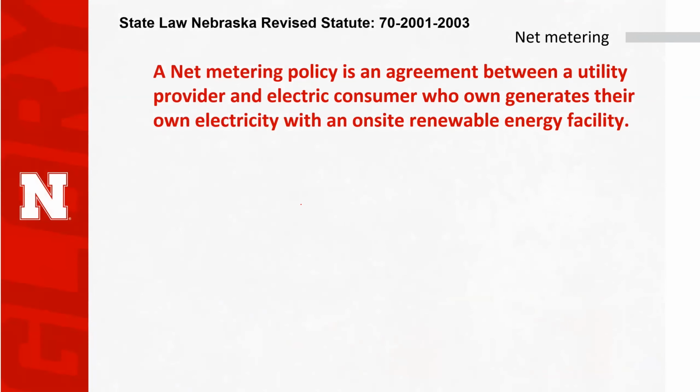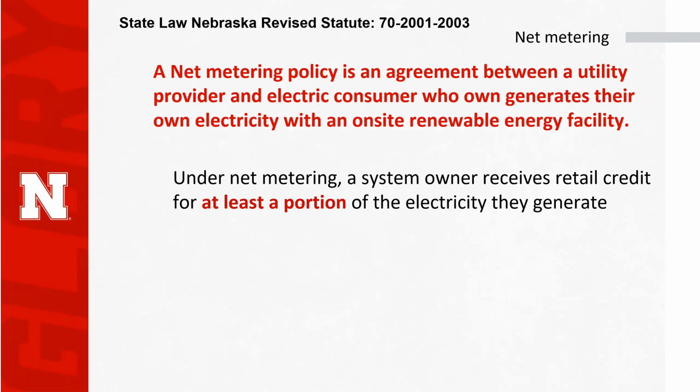Okay, in Nebraska, we do have a net metering law, and net metering is a policy between the utility and the customer who generates that on-site electricity. Under net metering, a system owner receives retail credit for at least a portion of the electricity they generate, in some cases all of it, depending on some details. But net metering is an economic advantage to the customer if you can access that policy. And we'll understand why when I give some drawings here in a little bit.